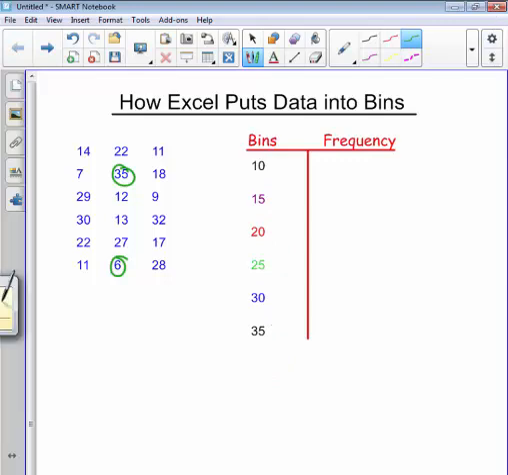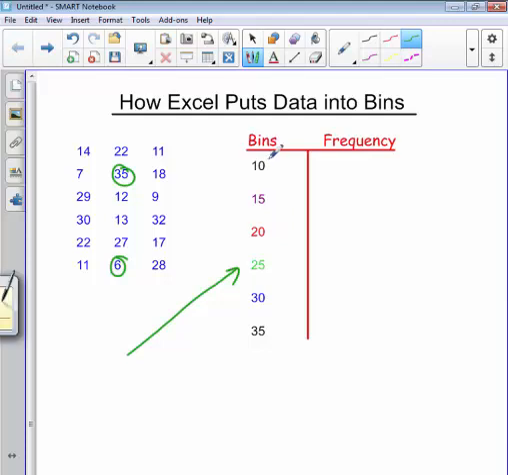The way that Excel looks at it, for example, looking at this 25, the number of data values that fit in the 25 bin will be the number of data values that are less than or equal to 25, but greater than 20. So whatever fits right in between these, bigger than the 20, less than or equal to 25. Really, the bin values are the upper limit for what values should go into each category.